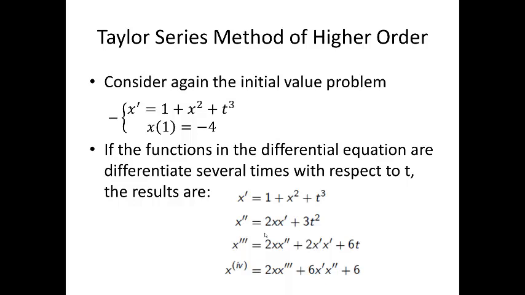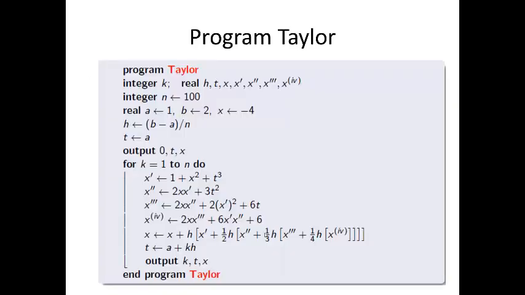We select n equals 100, which determines our h, and then we can compute an approximation of x of a plus h, and the same process can be repeated for x of a plus 2h, x of a plus h, x prime of a plus h, all the way to x to the fourth a plus h. Finally, we can formalize these ideas into pseudocode on the next slide. And here's program Taylor to do precisely that.